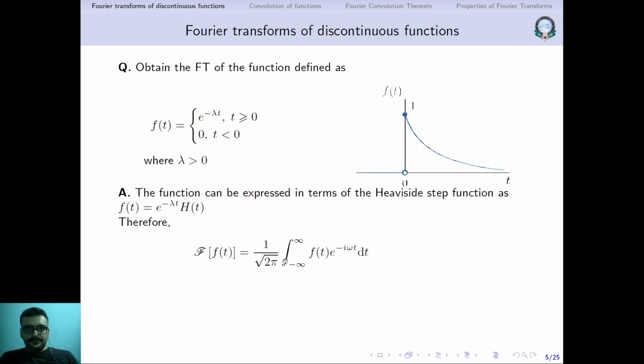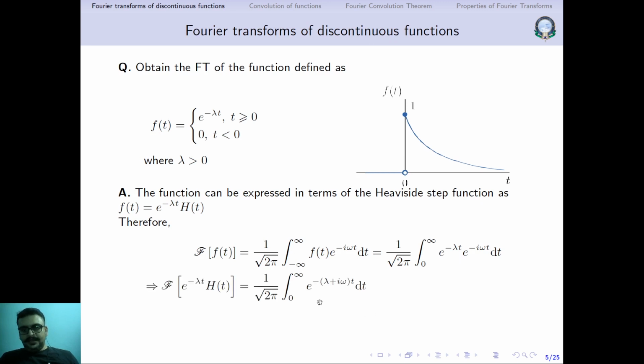So the Fourier transform of this function will be nothing but 1 by root over twice pi, integral from minus infinity to plus infinity of f of t e to the power minus i omega t dt. This is just the definition of the Fourier transform. And of course the limits of integration from minus infinity to plus infinity become 0 to infinity, because from minus infinity till 0 this function takes the value 0 anyway. So the integral is only going to be evaluated from 0 to infinity, and from 0 to infinity the function takes the value e to the power minus lambda t. This is really straightforward to evaluate. It will just give us 1 by root over twice pi, times 1 by lambda plus i omega.